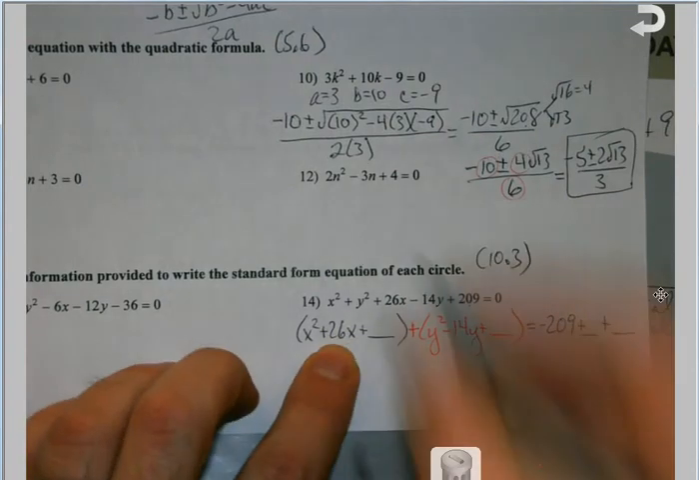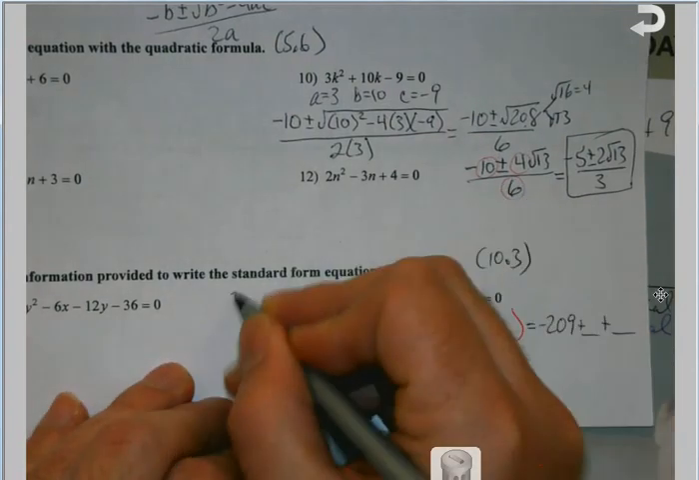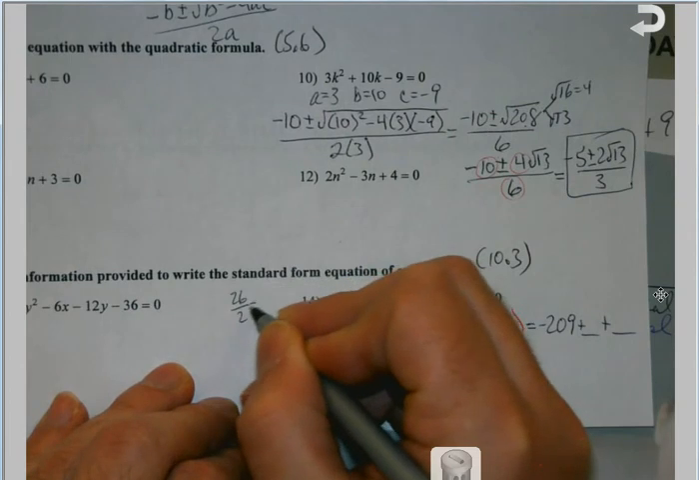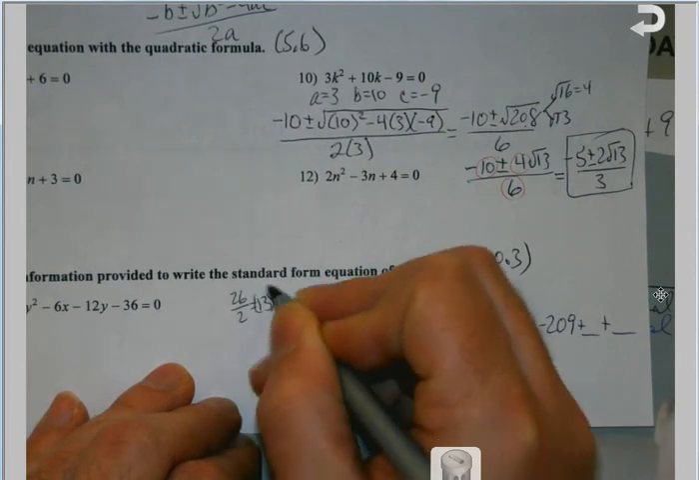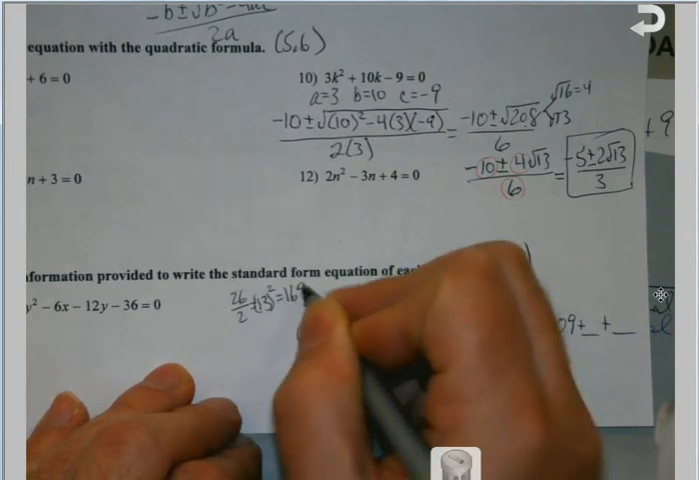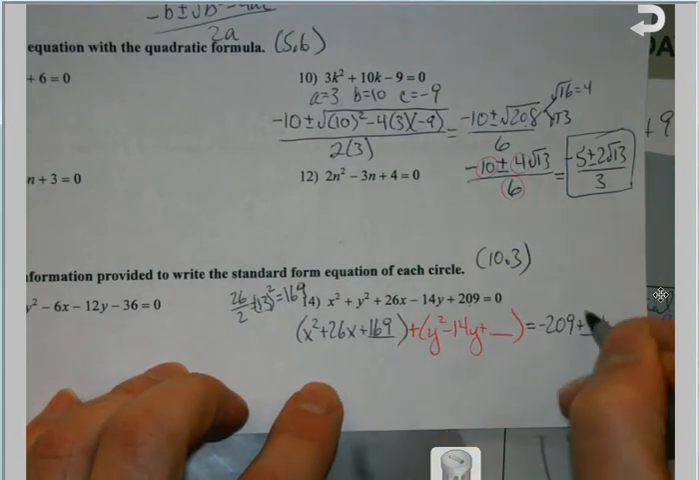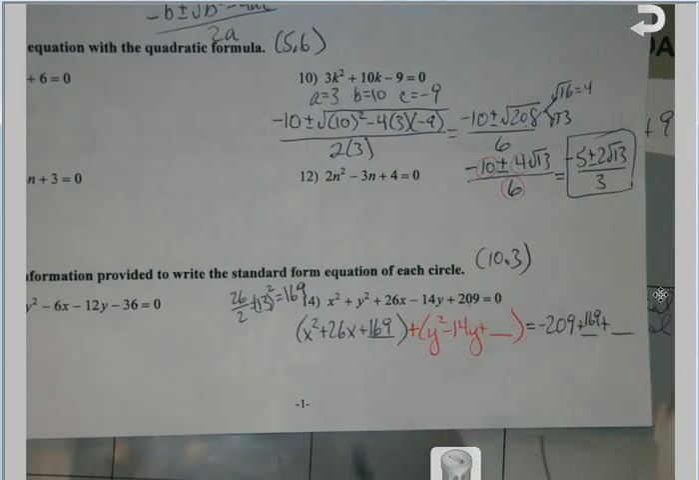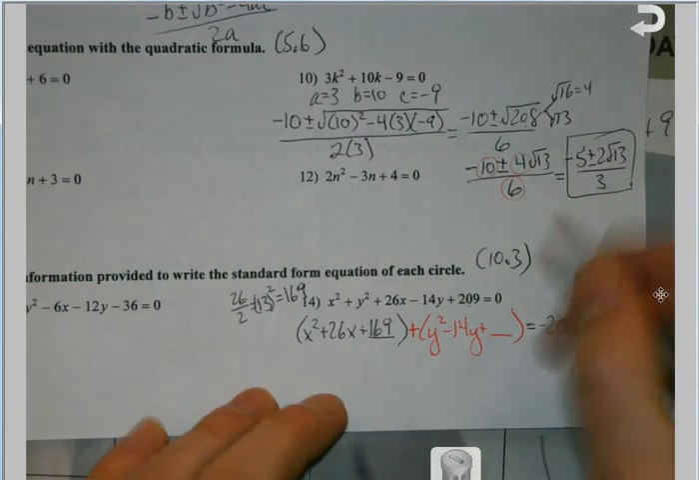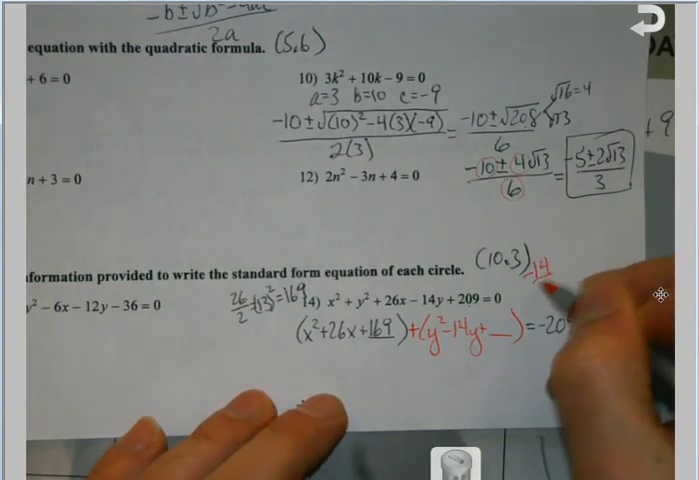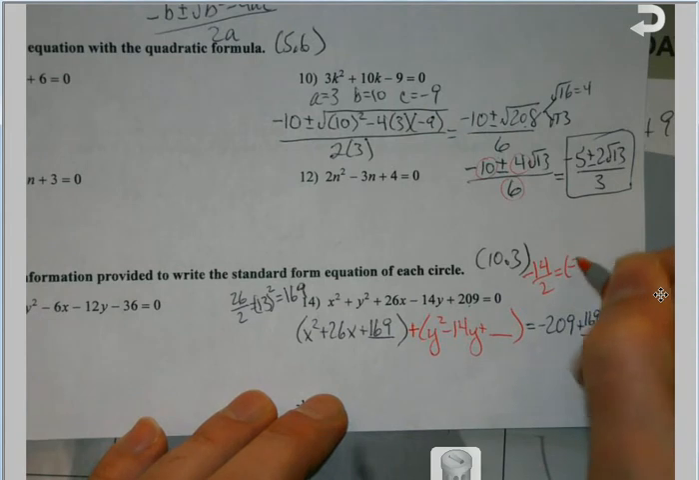So just like before, take my b, divide it by 2, and square it. So 169 goes here and over there. Same with my y terms. I take the negative 14 divided by 2, keep it in parentheses when you square it.